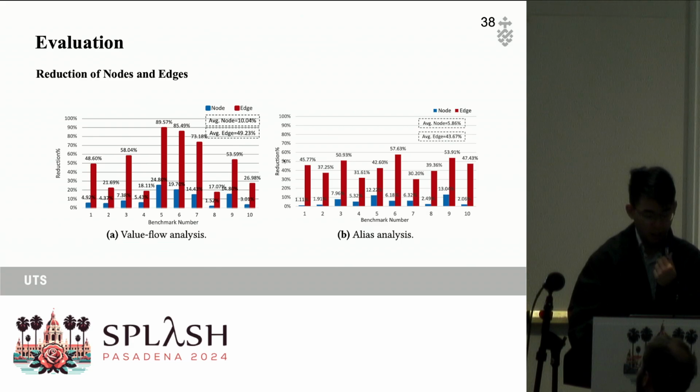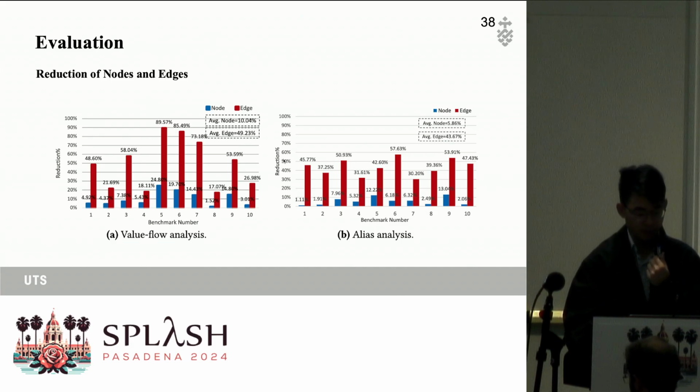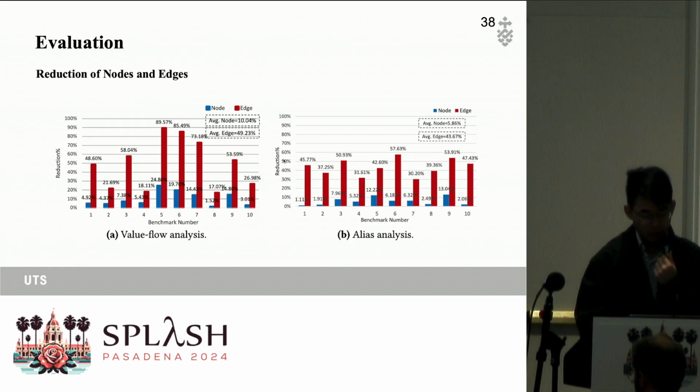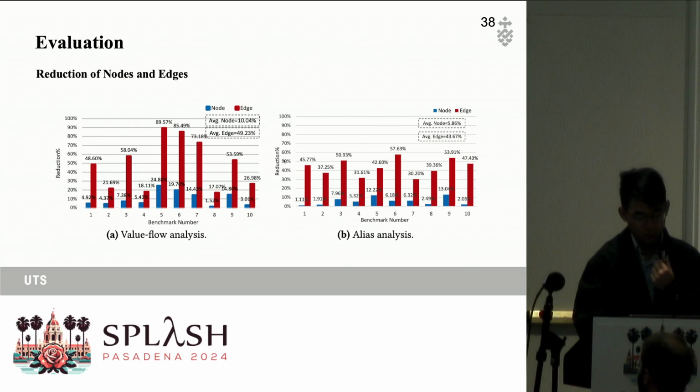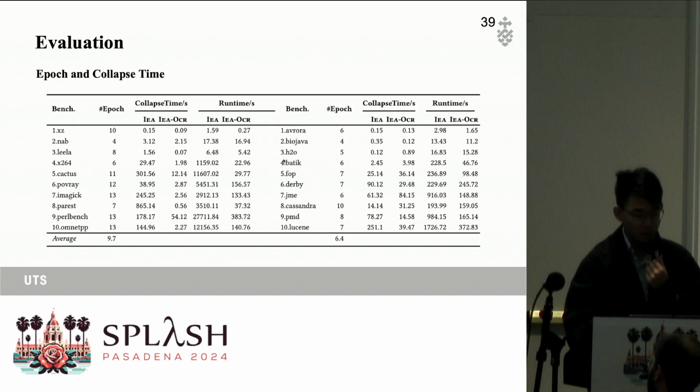Let's first check how much the nodes and edges are actually reduced. For value flow analysis, the average node reduction is 10%, and for alias analysis, the average node reduction is around 5%. However, the average edge reduction, despite the limited node reduction, is significant. For value flow analysis, we reduce around 50% of edges, and similarly for alias analysis. In terms of the overhead from epochs and collapse time, it takes on average only 9.7 epochs to eliminate all the possible cycles during solving, and 6.4 for alias analysis.